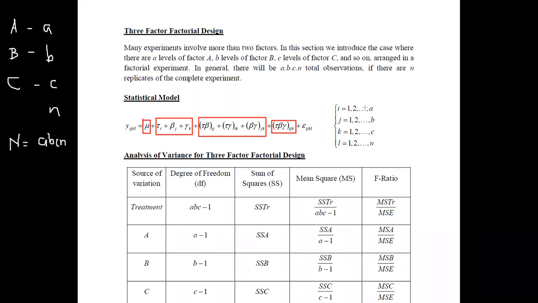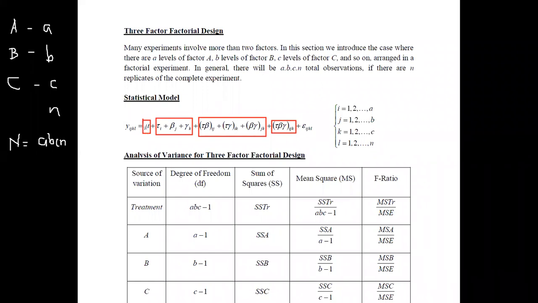Therefore, there are a levels in factor A. For j, it goes from 1 to b since there are b levels in factor B, and for k, it goes from 1 to c since factor C has c levels. Since we have used n replicates, l goes from 1 to n. And here are the explanations of these terms.